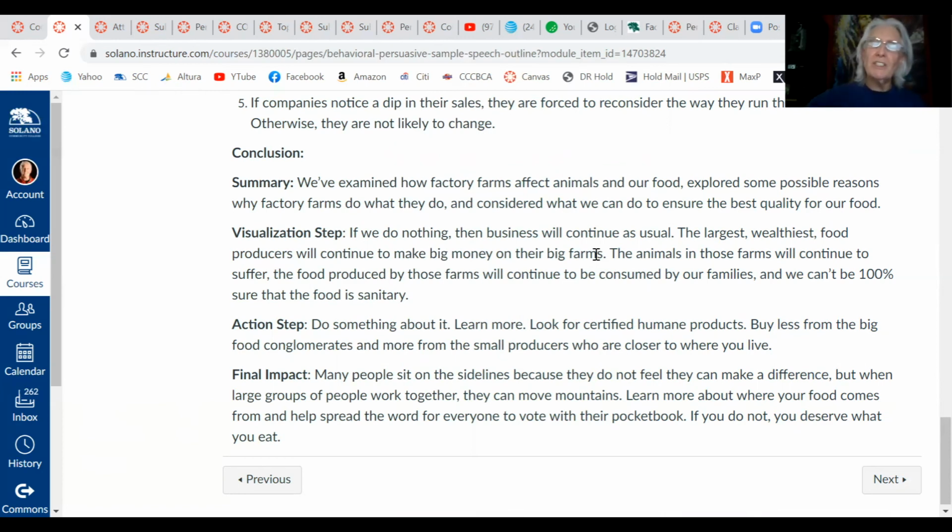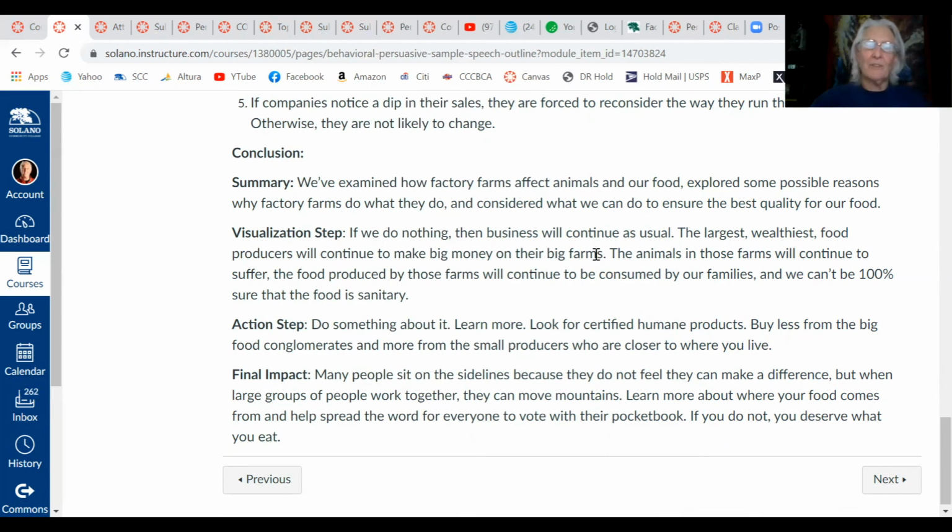The visualization step is basically where you want the audience to look into the crystal ball, and you can have either positive or negative visualization. Positive visualization is: if we all take action, now we can save thousands of lives in the next 10 years. Negative visualization is: if we don't take any action, thousands of people will die in the next 10 years. So all you're trying to do is get the audience to see that their action will have benefits or their inaction will have drastic consequences.